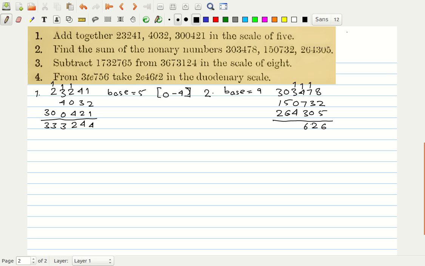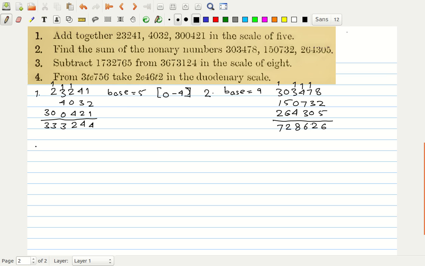Quotient as 1. 3 plus 1 is 4. 4 plus 4 is 8, which is less than 9. Then you have 5 plus 6 is 11. So again you have a remainder of 2. Quotient of 1. 3 plus 1 is 4. 4 plus 1 is 5. 5 plus 2 is 7. So this is problem number 2, how to add in the base 9.